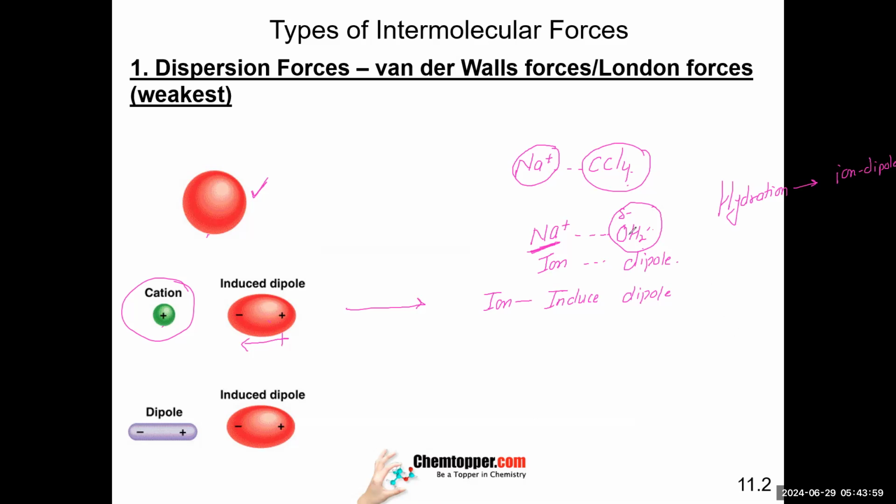Try to name no hydrogen bonding. Don't say ion hydrogen bonding. This Na plus is not making hydrogen bonding. You can say this Na plus is attracted to the delta minus of the oxygen, which is a dipole. So it's ion dipole in hydration.